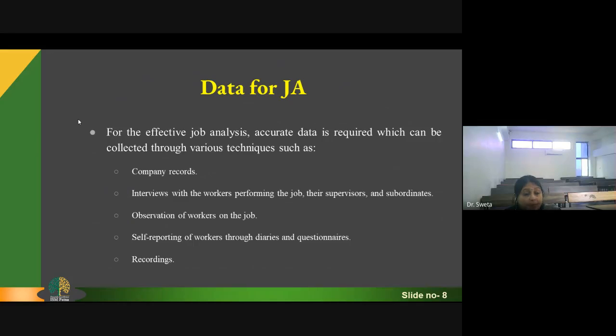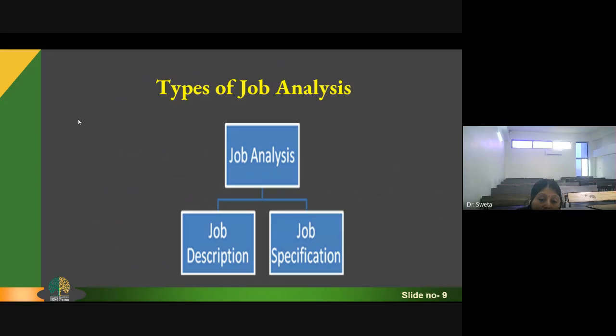Next, we can prepare some questions, which can be answered by the workers, and from there also we can collect data. Or if some workers are interested in writing diaries and sharing the information through their diaries, then we can also collect data from there. And one more source is that if we get the recordings of the activities in the organization, then from there as well we can collect the information that is required for job analysis.